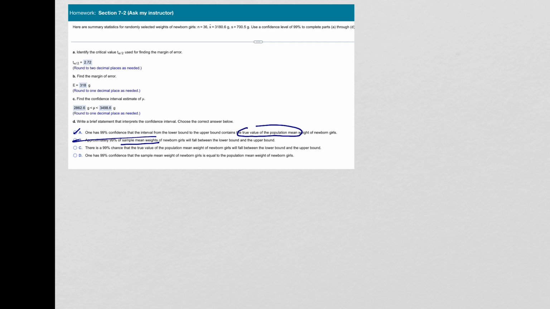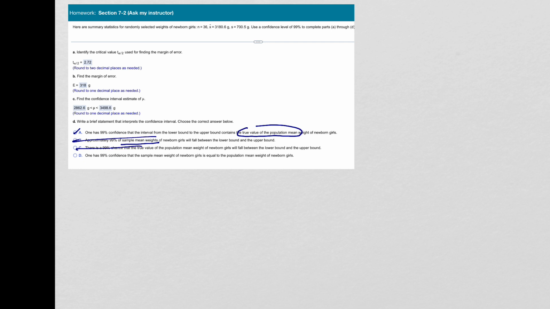In C, it says there's a 99% chance that the true value falls between the lower bound and the upper bound. And that sounds pretty similar to A. But here, what we're saying is there's a 99% chance of the population mean falling somewhere. And there's not a probability about that. It is what it is. And it's, did the lower and upper bound wind up capturing that actual value of the population mean? So that's why we don't want to choose C, even though that's very tempting.